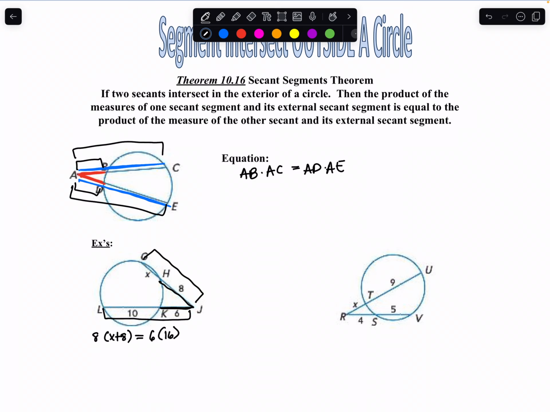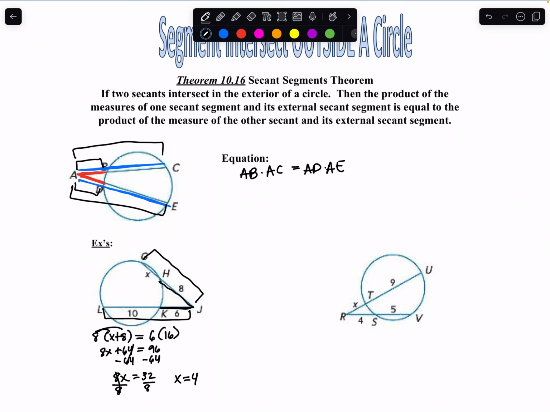And now, once we have the problem set up, we do some basic algebra. 8 times x is 8x, 8 times 8 is 64, and then 6 times 16 is 96. To solve for x, we isolate the variable, move the 64 over, 8x equals 96 minus 64, and we get 32. Divide both by 8, and we get x equals 4. If we wanted to find a particular length, we would just plug this value back in for x, but right now we're just solving for x.